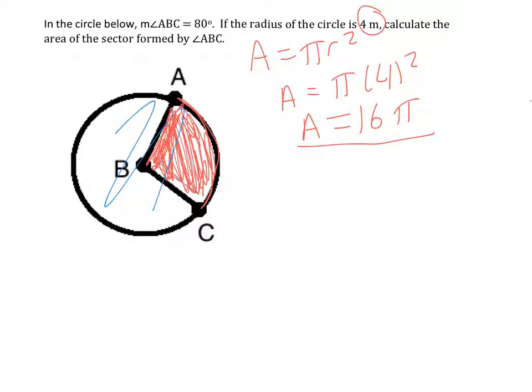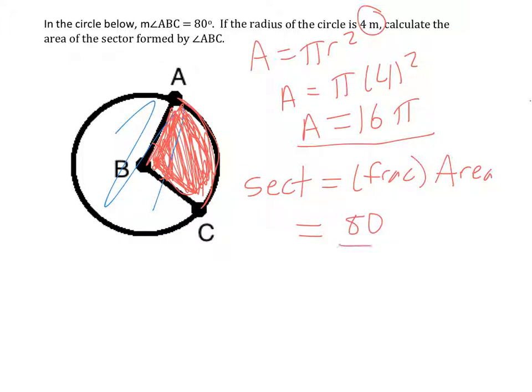So this full circle is 16 pi, but I don't care about the full circle, I just care about this area here. So what I need to know is what fraction of the circle this represents, because the formula for this is very similar to the arc equation. It's that the area of the sector equals the fraction of the circle we're talking about times the full area. And so I'm trying to find the area of the sector. I need to know what fraction I'm talking about. So it says this angle is 80 degrees. So it's 80, and again, we know a full circle is 360. So 80 out of 360 times 16 pi.